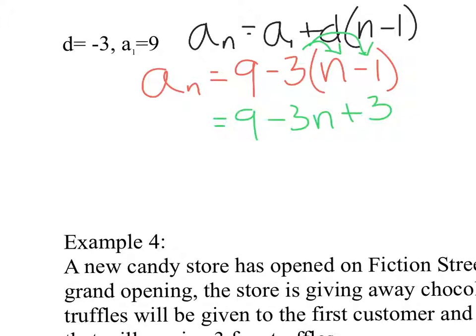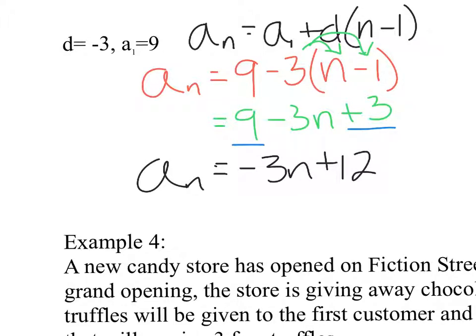Then we're going to combine like terms. So our like terms here are 9 and positive 3, or this plus 3. And then combining those, 9 plus 3 is 12. So we have A sub n equals negative 3n plus 12.